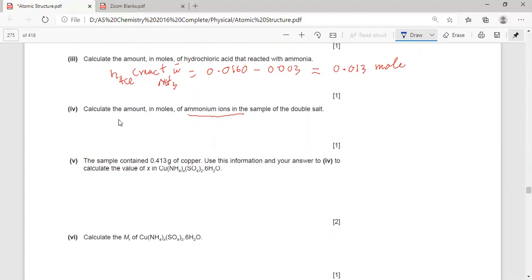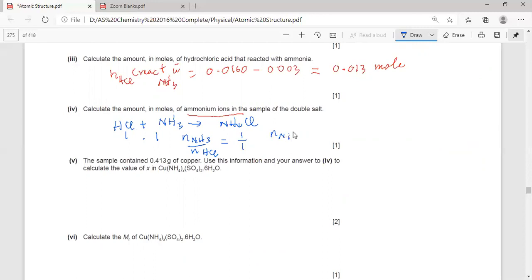So remember, 1 mole of HCl reacts with 1 mole of ammonia to give ammonium chloride. So 1:1. They ask you for a number, so let's find the number of moles of ammonia first. Number of moles of ammonia over number of moles of HCl equals 1/1. So the number of moles of ammonia equals 1 times the HCl reacted, 0.013 moles of ammonia.